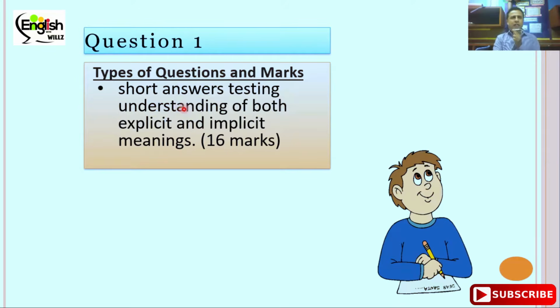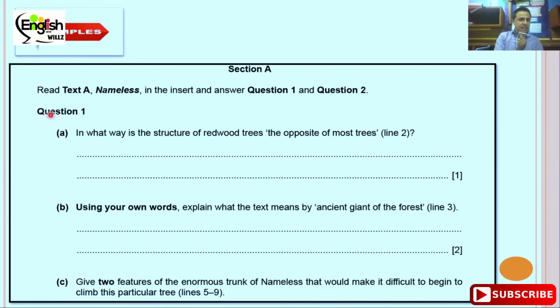Of course, they have already been doing this, the explicit and the implicit meaning. Explicit means they can find the answer quickly, and implicit means they might find some difficulty finding the answer. That would be 16 marks, and this would be the type of question.